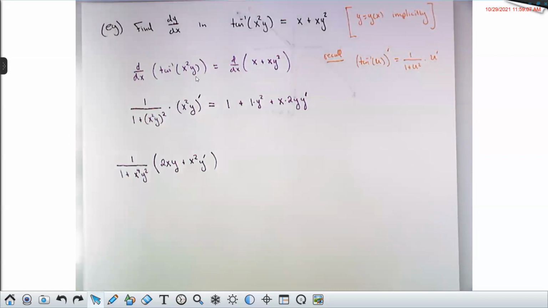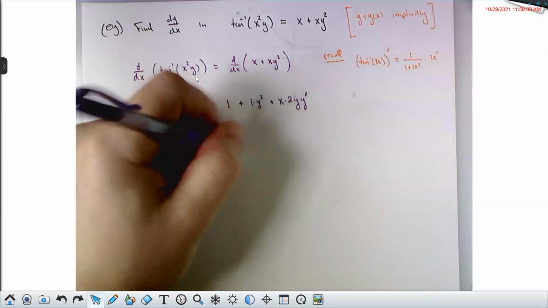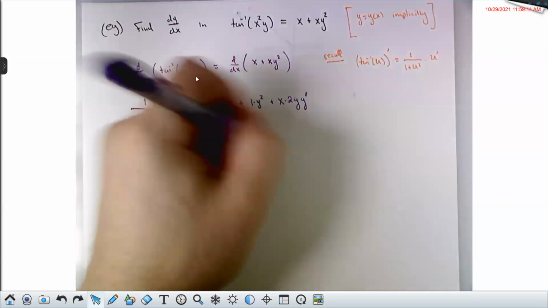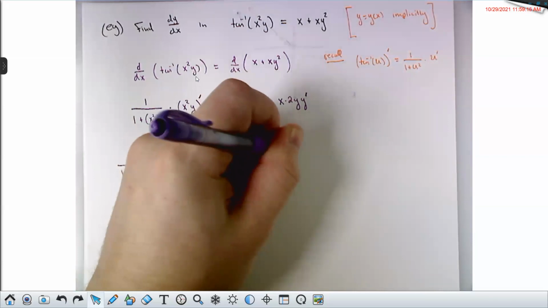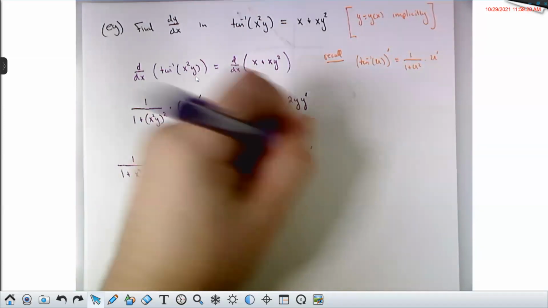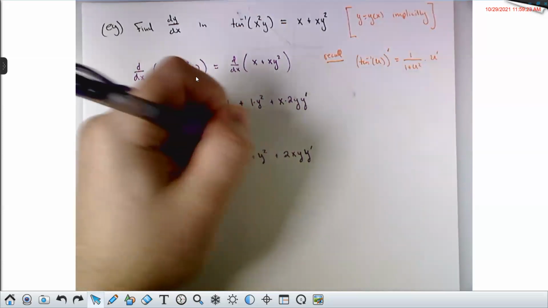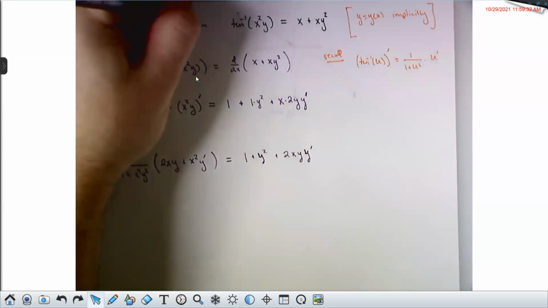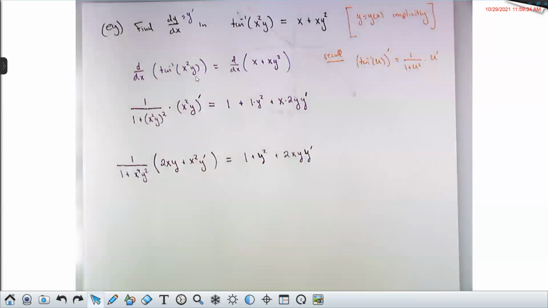And on the right-hand side, not much more to do now. That's just 1 plus y squared plus 2x y prime. And I want dy/dx. Remember, dy/dx, this is y prime. So I want to solve this equation for y prime. And it's a little nasty.